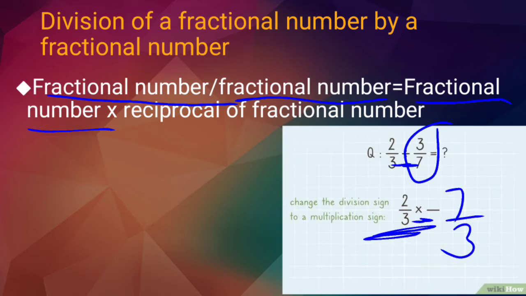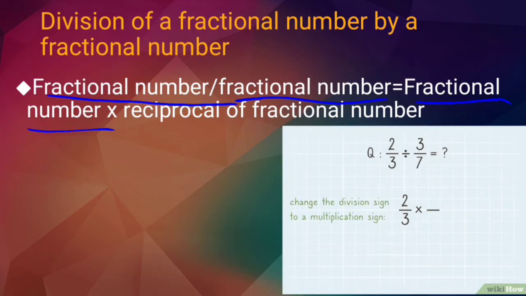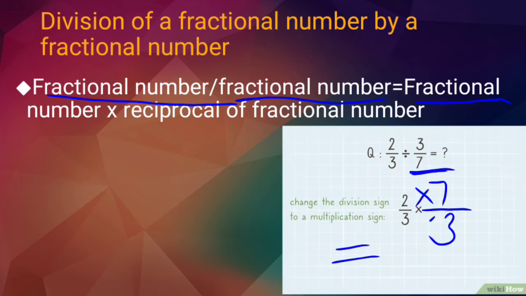Don't be puzzled. This symbol is for division. I think you may be thinking this is a minus sign. No, this is for division, so I'm writing it here so that you will not be puzzled. We will write 7 upon 3, which is the opposite, or reciprocal, or multiplicative inverse of this. Now apply the simple rule of multiplication: numerator with numerator, denominator with denominator. So 7 twos are 14 and 3 threes are 9.